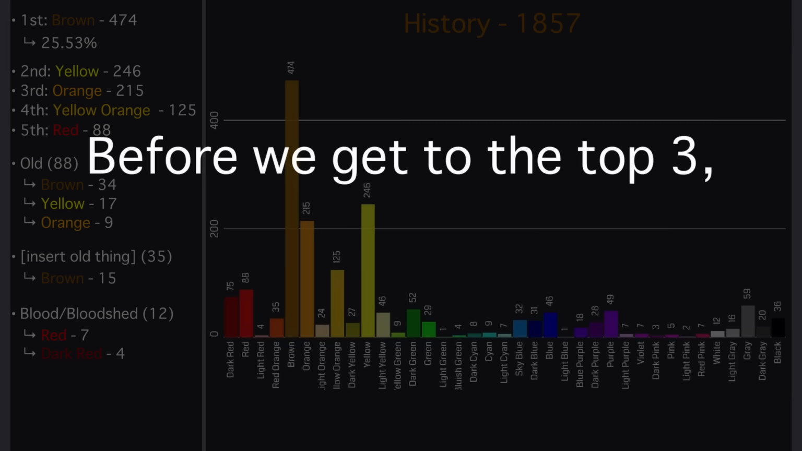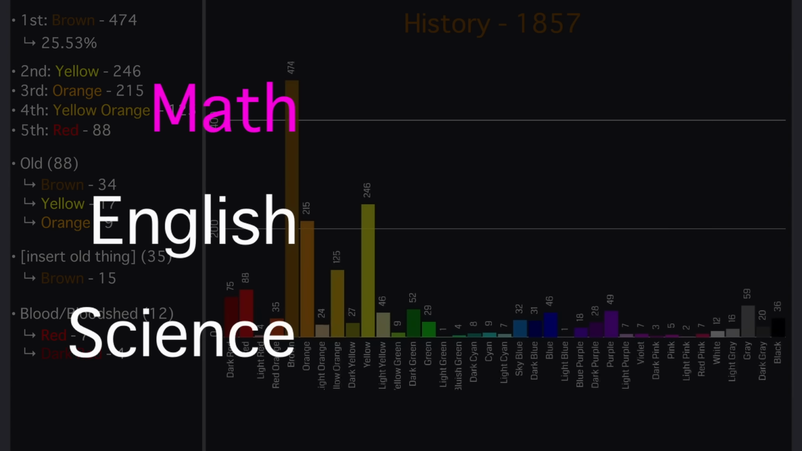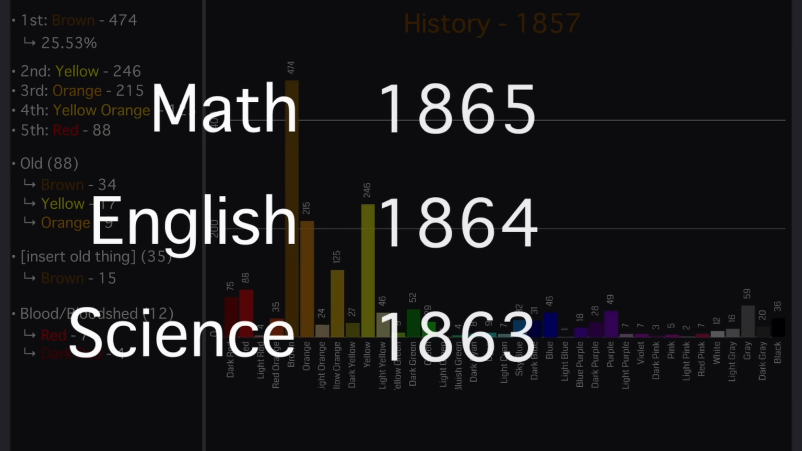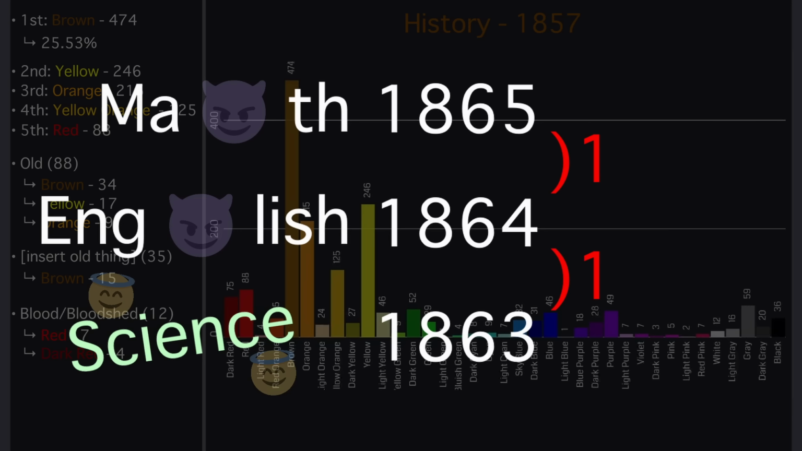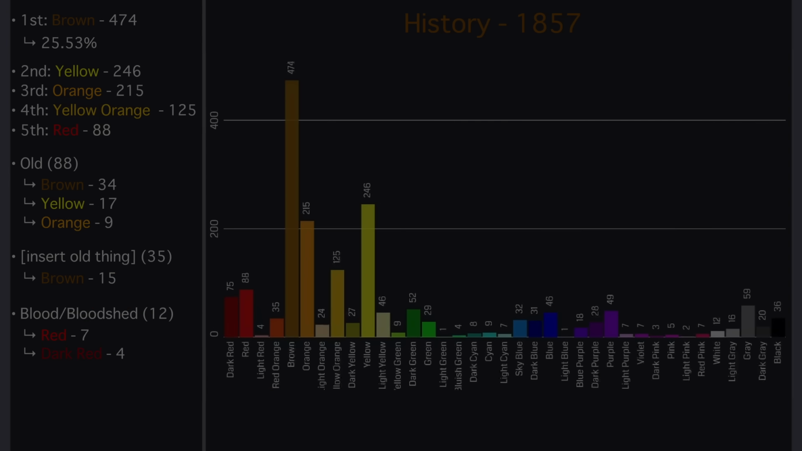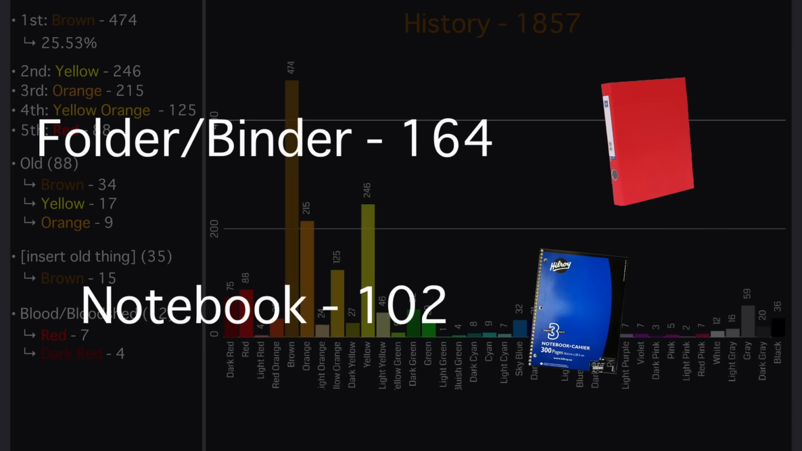Before we get to the top 3, I have some miscellaneous stats. The top 3 submitted to subjects were math, English, and science, and they all differed by only one single submission. One of these subjects has easily the most agreed upon color, and the other two both had extremely unique splits. A common reasoning for choosing colors across the entire board was either folder colors or the notebook covers that people used when taking these subjects.